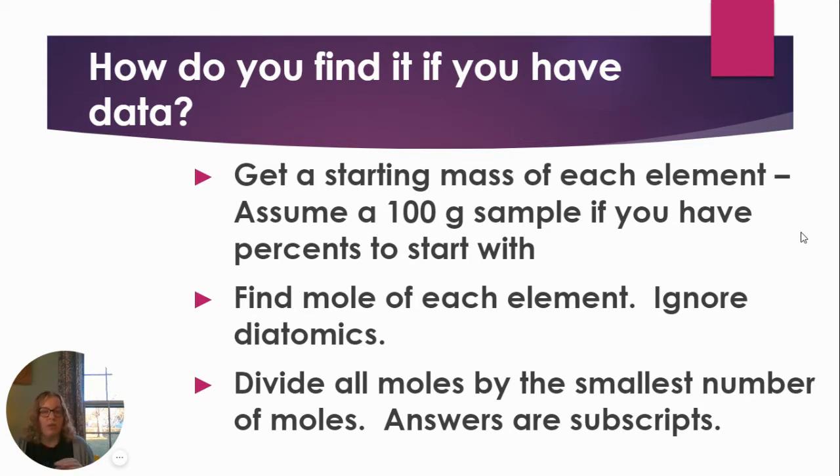Do not round in the case of the subscripts. If you get a subscript that's like 1.33, that's a third. So you're going to multiply all the subscripts by 3 so that you get the whole number. Do not round down to get to 1.